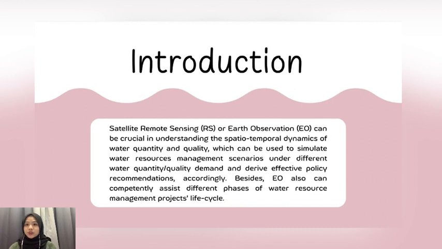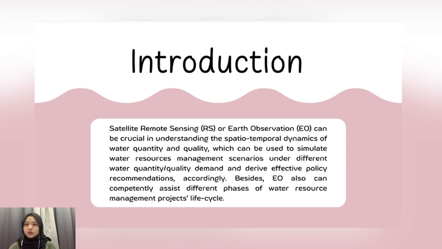My matric number is 01DG20F1055. Introduction. Satellite remote sensing RS or Earth observations EO can be crucial in understanding the spatio-temporal dynamics of water quantity and quality, which can be used to simulate water resources management scenarios under different water quantity or quality demands and derive effective policy recommendations accordingly.